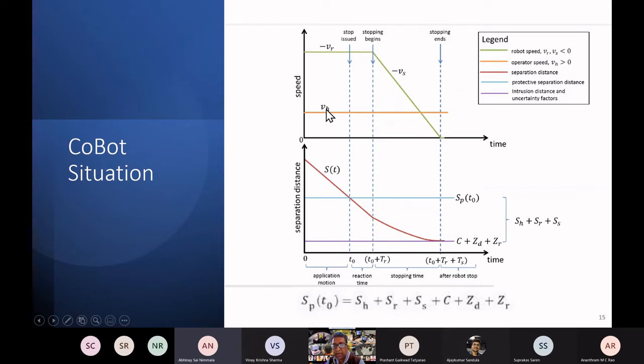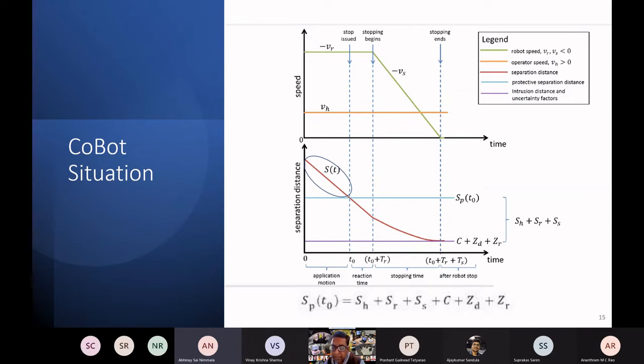While for the human operator speed, we are assuming that it will stay constant, although we may argue that if the person actually sees that the robot is moving towards them, they will probably also take corrective action to increase the separation distance. But so that we do not underestimate the separation distance, we consider VH constant.